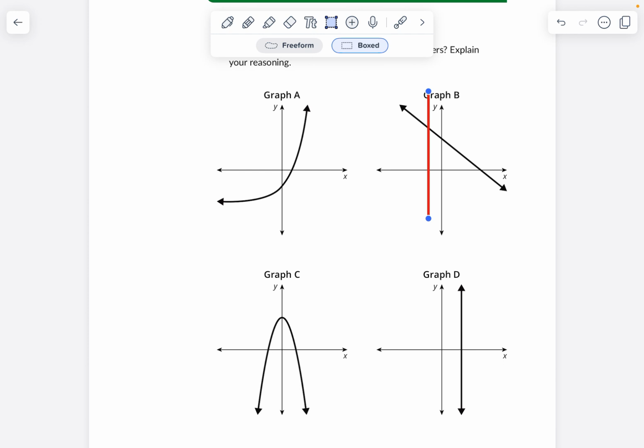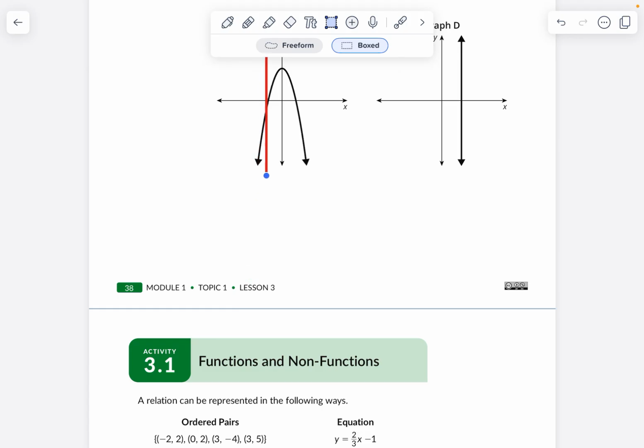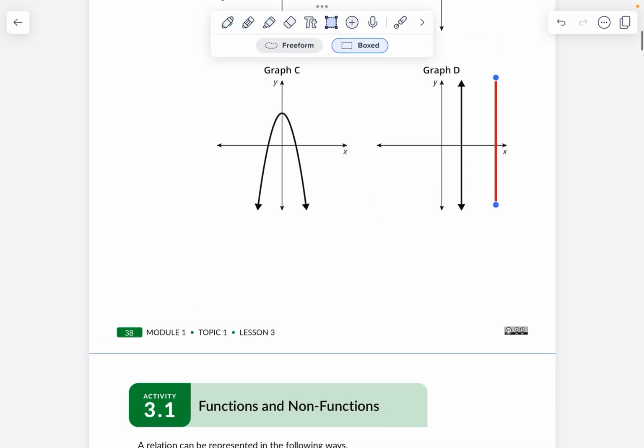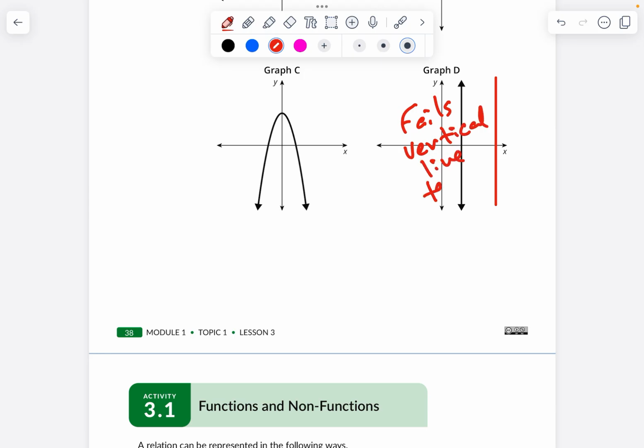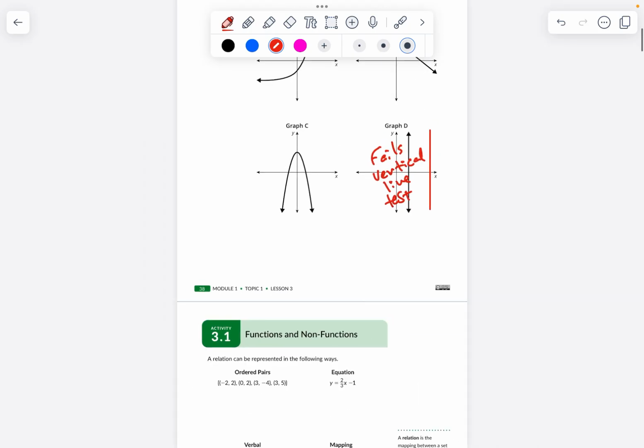When I get to graph B, it is also not touching in more than one spot. When I get to graph C, it's not touching more than one spot. But when you get to graph D, it covers up the whole thing, okay? Graph D fails the vertical line test. This is a function test. It fails the vertical line test, and so it is not a function.